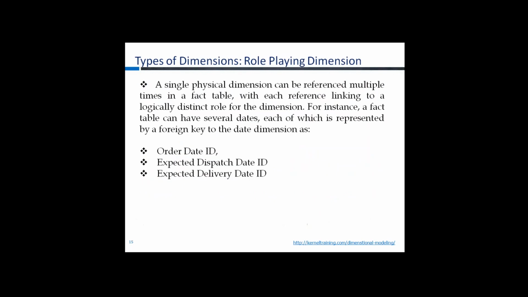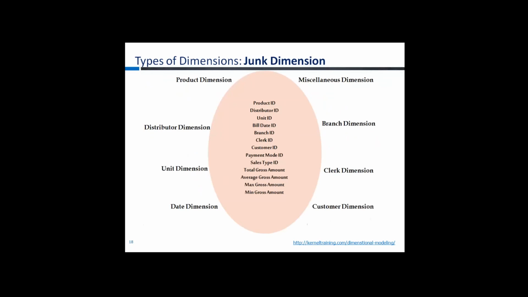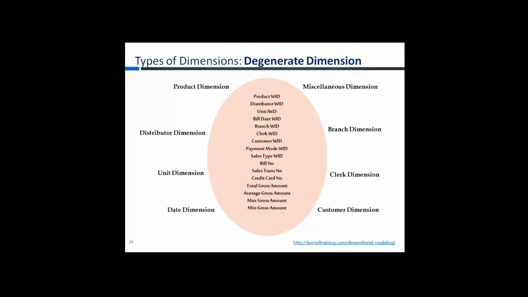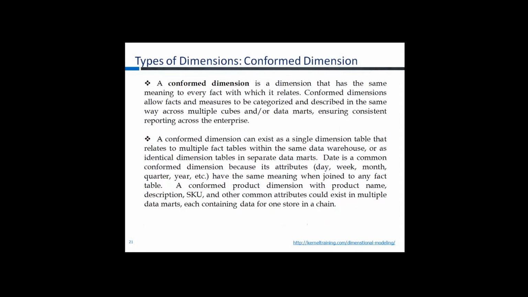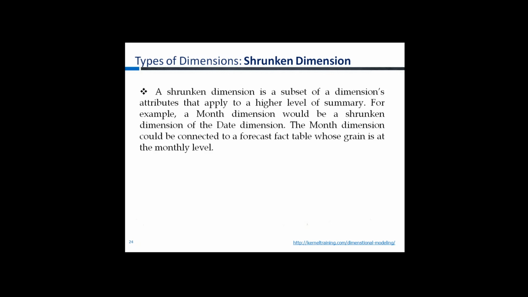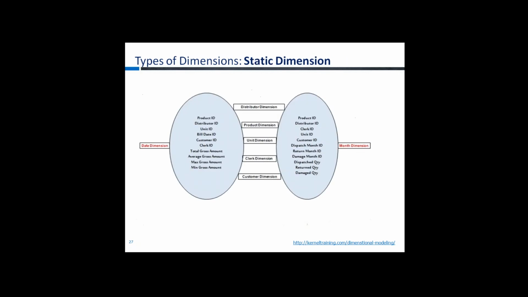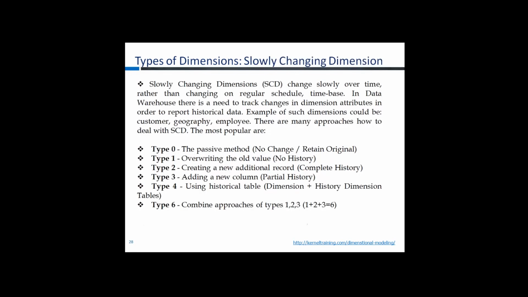After that, there are different types of dimensions like role-playing dimensions. We have junk dimensions, degenerate dimensions, conformed dimensions, which we have already discussed, meaning a common dimension between two cubes. Then inferred dimension, which is also referred to as a delayed dimension, or we have a sunken dimension. So these are like static dimensions. There are about 7 or 8 different types of dimensions. And then comes the most important part, that is the slowly changing dimension.